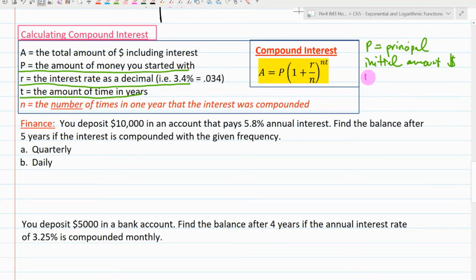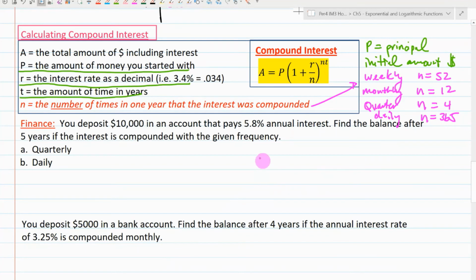For N, if it says weekly, then there are 52 weeks in a year. If it says monthly, then there are 12 months in a year. If it says quarterly, that means they're going to pay you 4 times a year, excuse me. If it says daily, they're going to pay you 365 times per year.